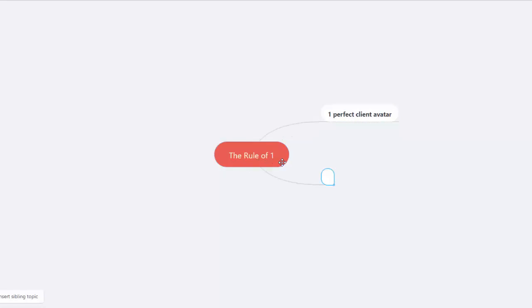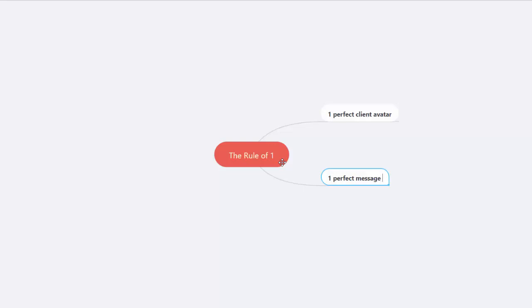The next one that you'll need is one perfect message, okay? You don't need 5,000 different messages to communicate what you do best. You need one perfect message. All right, so you have one person and you need one message that really resonates with them.